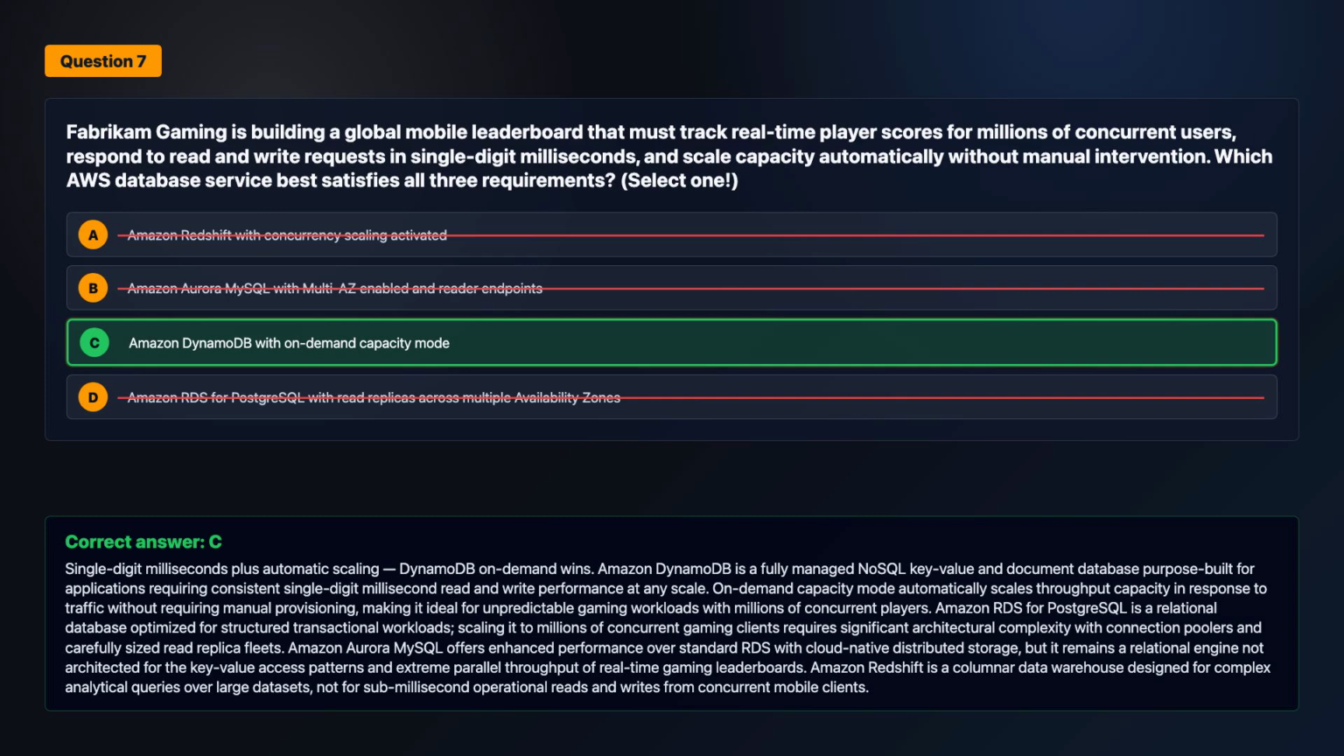Amazon RDS for PostgreSQL is a relational database optimized for structured transactional workloads. Scaling it to millions of concurrent gaming clients requires significant architectural complexity with connection poolers and carefully sized read replica fleets. Amazon Aurora MySQL offers enhanced performance over standard RDS, with cloud-native distributed storage, but it remains a relational engine not architected for the key-value access patterns and extreme parallel throughput of real-time gaming leaderboards. Amazon Redshift is a columnar data warehouse designed for complex analytical queries over large data sets, not for sub-millisecond operational reads and writes from concurrent mobile clients.